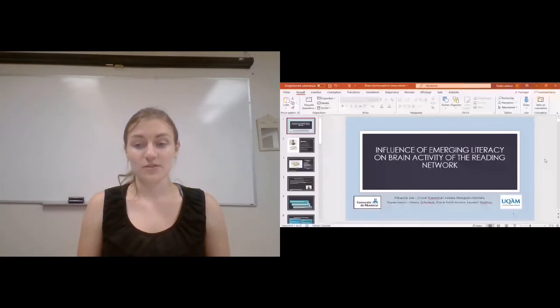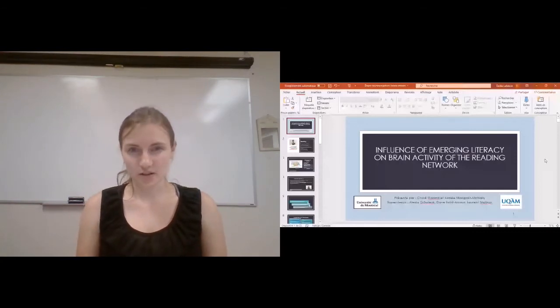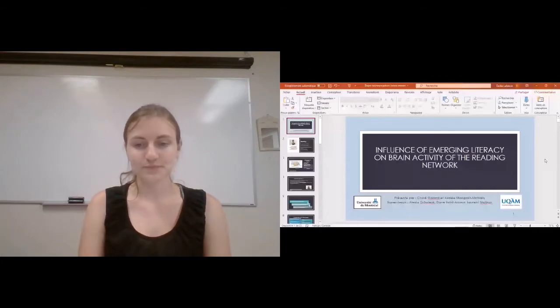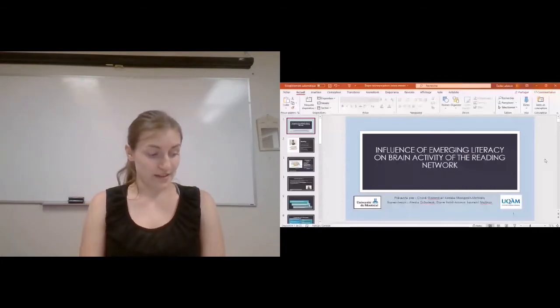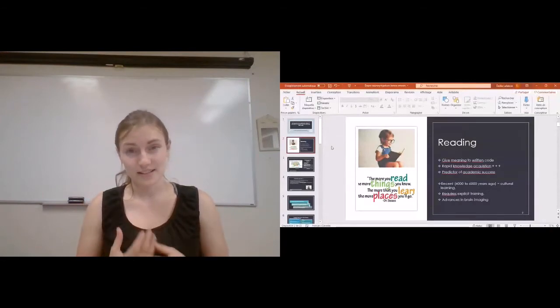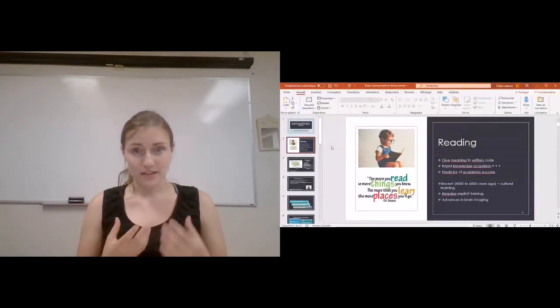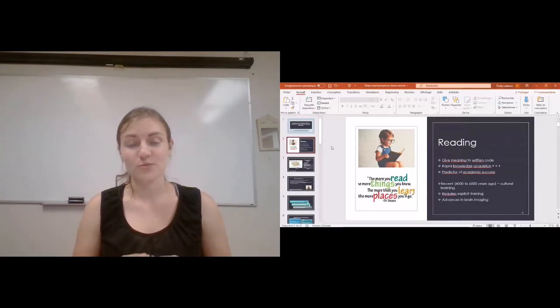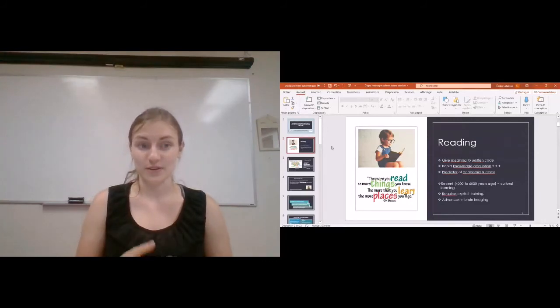And this is probably due to the fact that reading is a relatively recent cultural invention dating back to around 5,400 years ago. This implies that there's no brain region specifically dedicated to reading in itself, and that any cortical specialization is actually due to the brain's ability to reorganize itself with its experience.